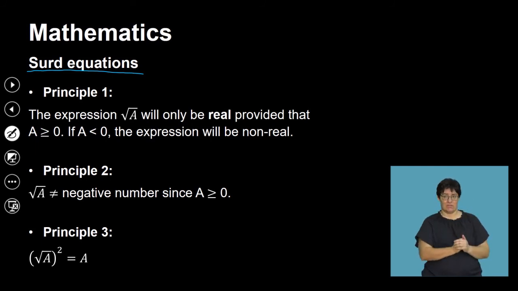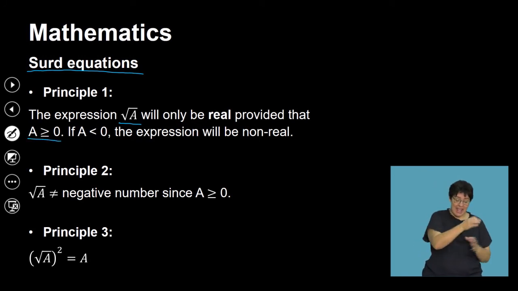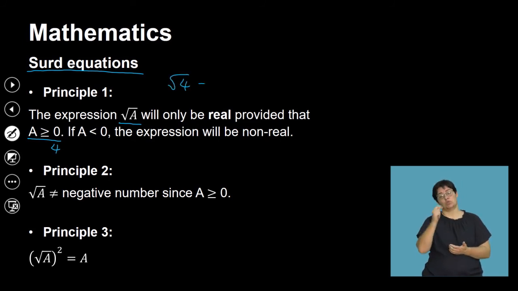If the expression root of a has to be real, it must be that the value of a is greater or equal to 0. If a is less than 0, then the expression will be non-real, right? What does that mean? Remember, a number greater than 0 can be 4, right? If I have root of 4, this is a real number because I can find it on the calculator and it will give me 2.